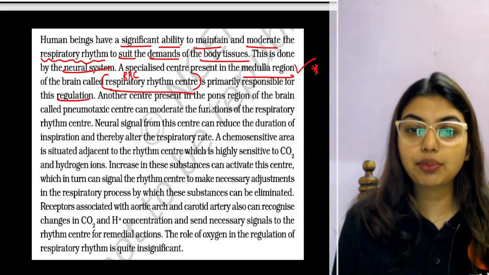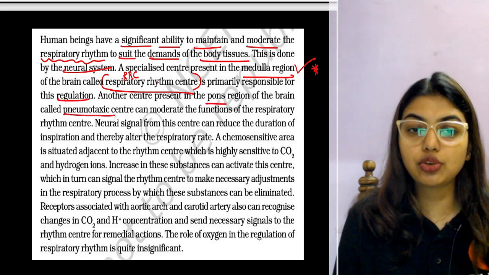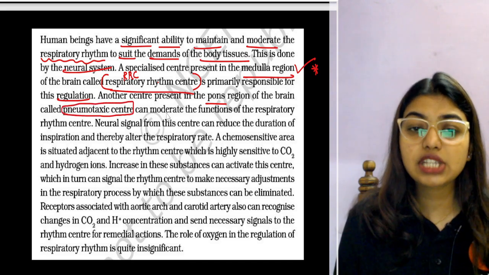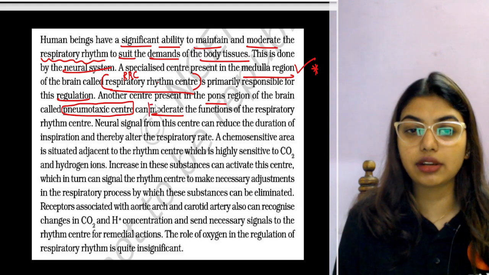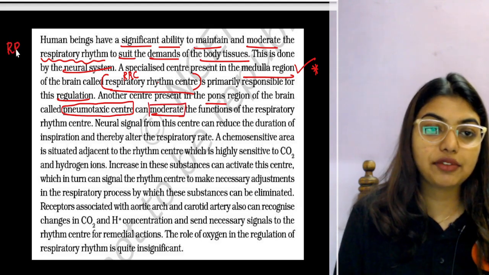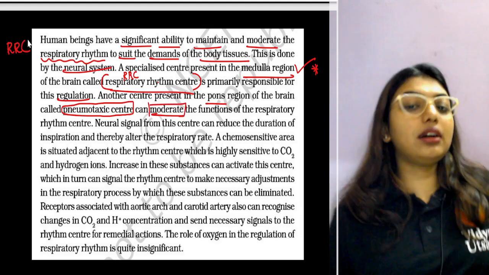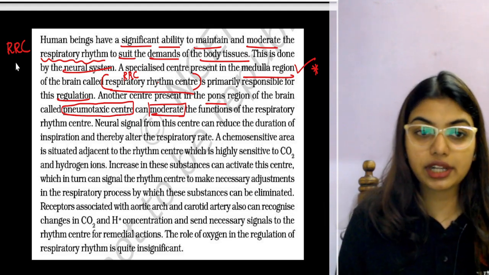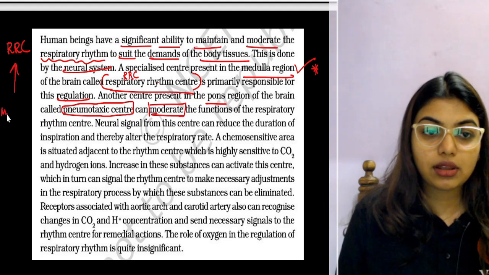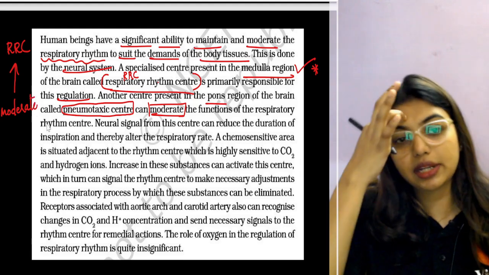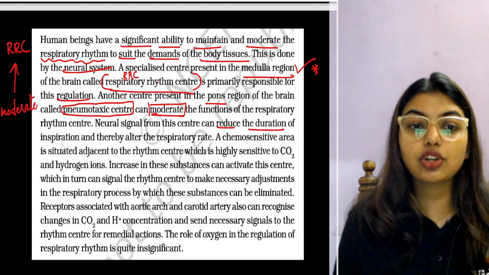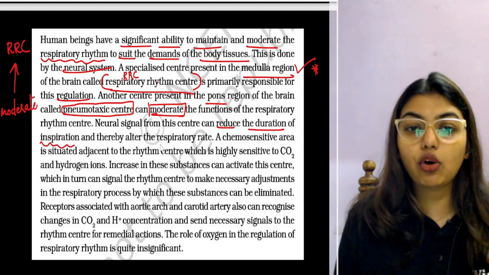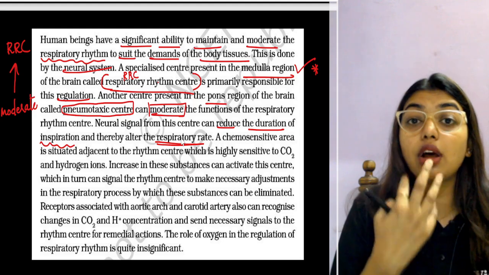Another center present in the pons region of the brain is called the pneumotactic center, which can moderate the function of the respiratory rhythm center. So this will act as a moderator. Remember, the RRC is the main one that does the function, and the pneumotactic center is the moderator which moderates the functions of the respiratory rhythm center. Neural signals from this center can reduce the duration of inspiration and thereby alter the respiratory rate. So it can alter how much air we take in.